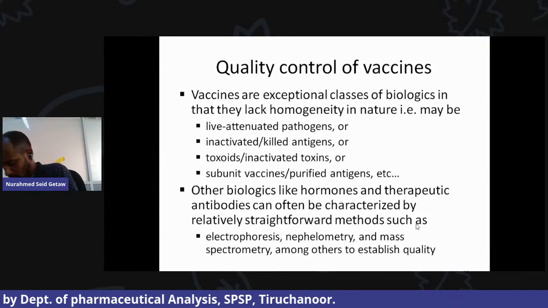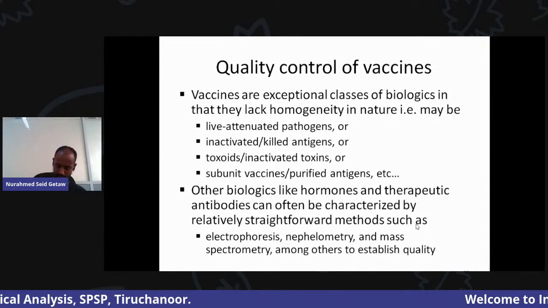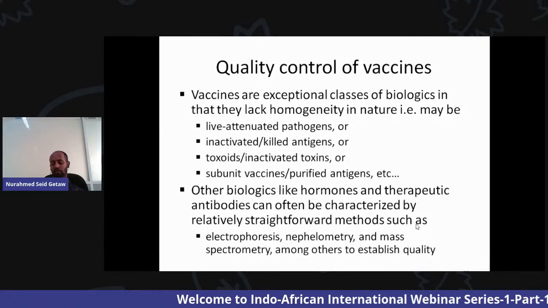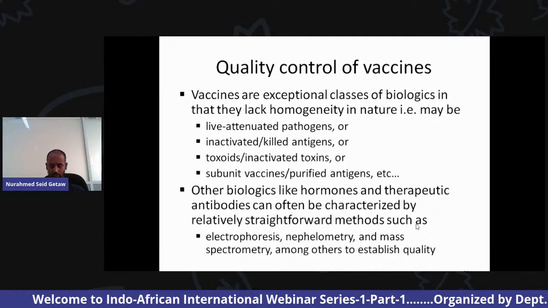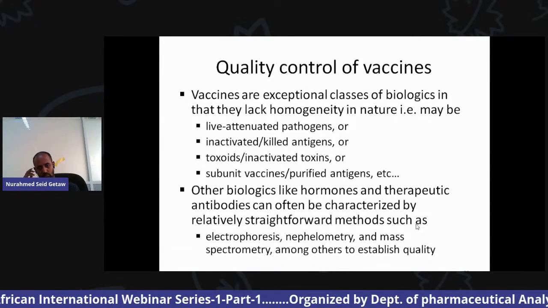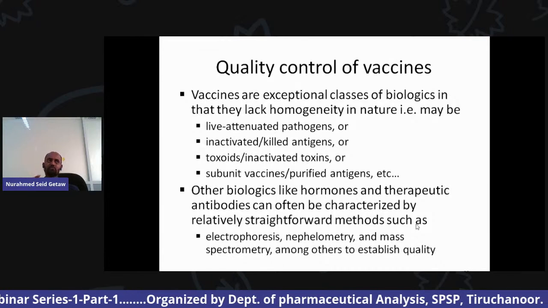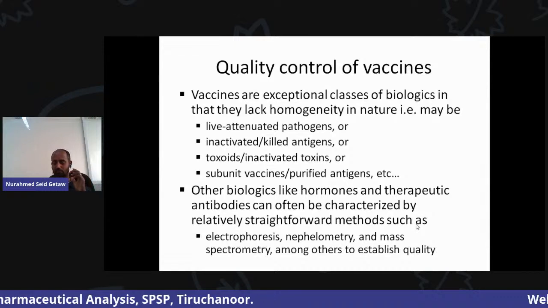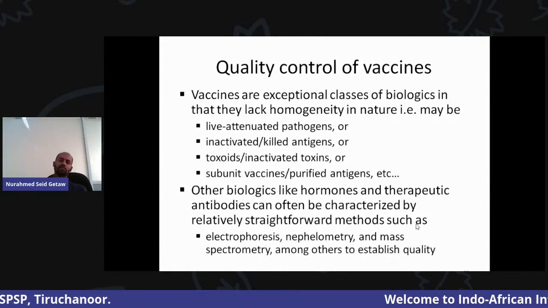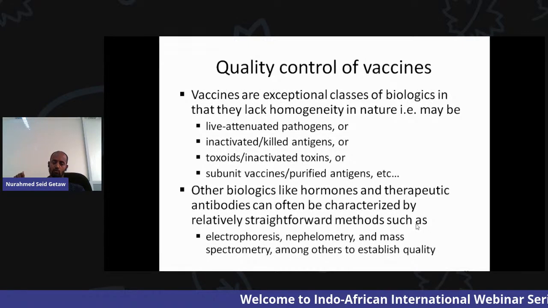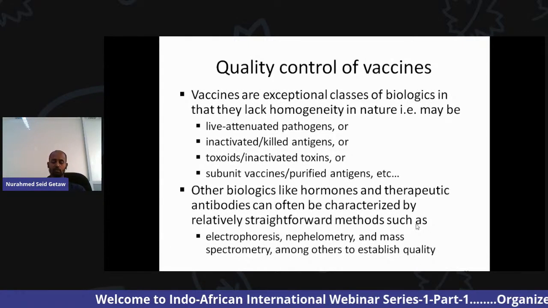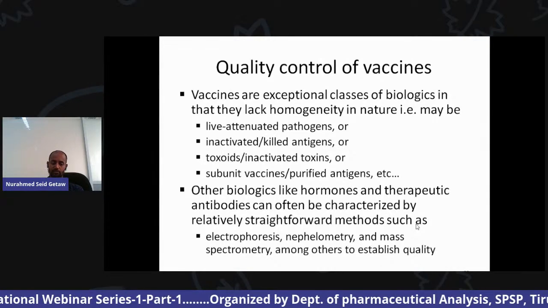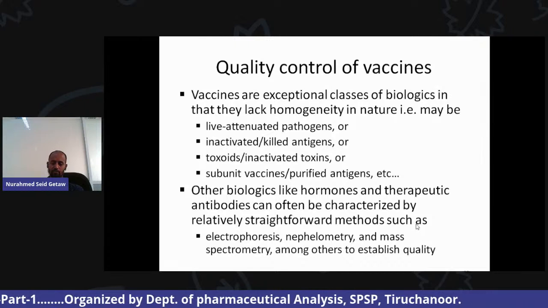Regarding the quality control methods available for vaccines, things are even more difficult than for other biological products like hormones, therapeutic molecules, or antibodies, because vaccines are heterogeneous. When you say vaccine, you cannot tell whether it's a living thing or just some component of that germ or some sort of biomolecule. So there are different types of vaccines, and that tends to make things difficult for the quality control department.